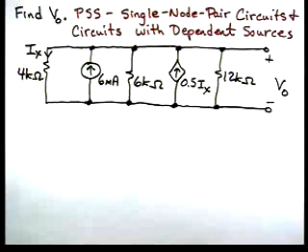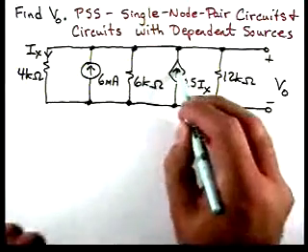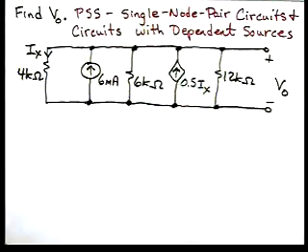In this problem, we're going to find the voltage V0. If you look at this circuit, you'll see that it's a single node pair circuit, only two nodes. Also, it has a dependent current source, and as a result, we're going to use the problem solving strategies for single node pair circuits and for circuits with dependent sources.